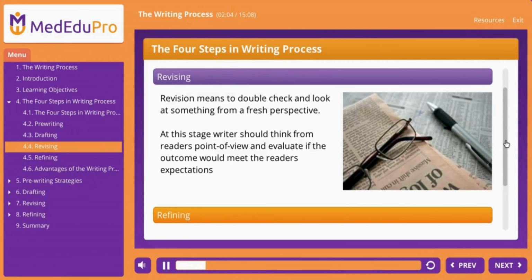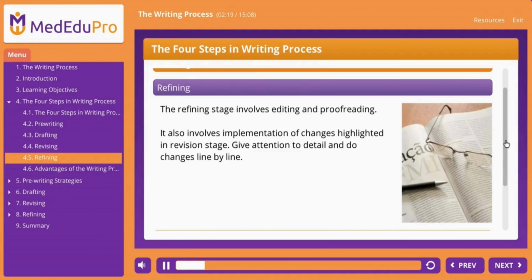Revising. Revision means to double-check and look at something from a fresh perspective. At this stage, the writer should think from the reader's point of view and evaluate if the outcome would meet the reader's expectations.